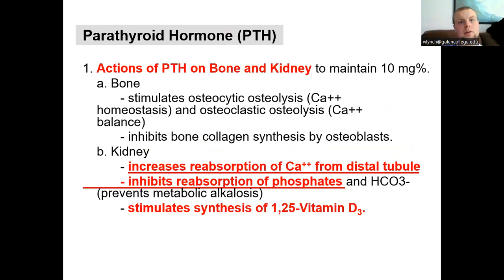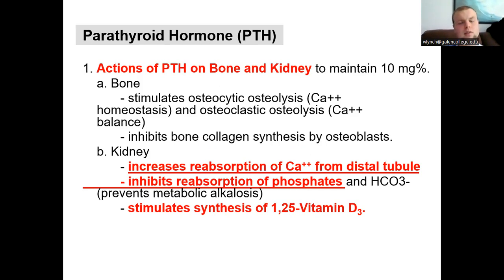Parathyroid hormone is secreted by the parathyroid gland. It has two actions in two places, on the bone and in the kidney. On the bone, it's stimulating osteoclast activity. So it's stimulating the osteocytes and osteoclasts to break up bone tissue and extrude that calcium into the blood. It's also going to inhibit bone collagen synthesis by osteoblasts.